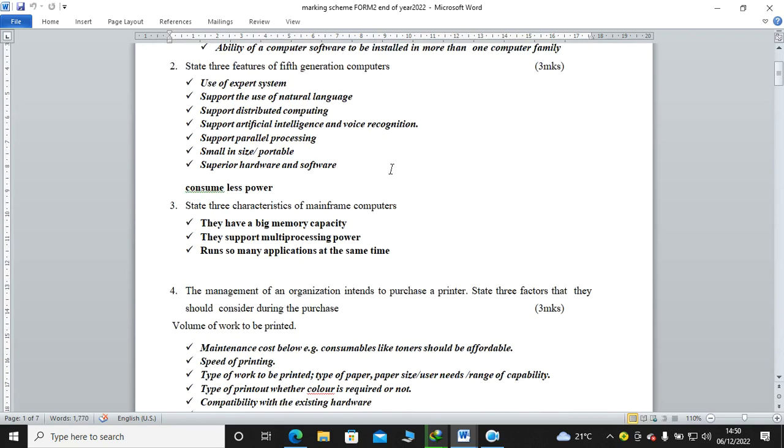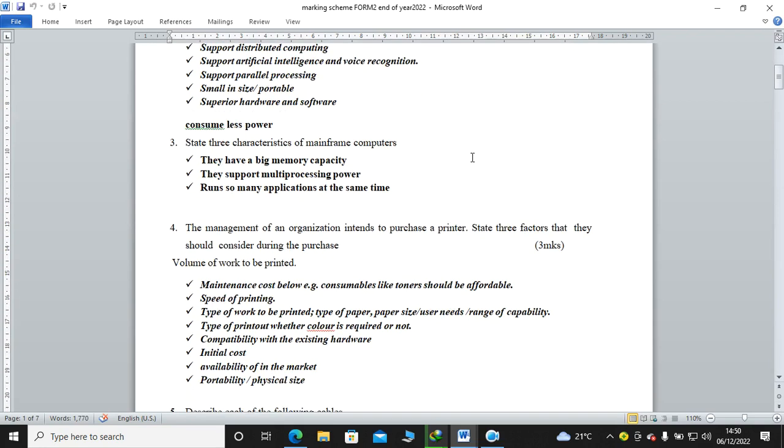Then question number 3, state 3 characteristics of mainframes. Also, this is under classification of computers, that is in Introduction to Computers in Form 1. So mainframes have a big memory capacity. They support multiprocessing power, run so many applications at the same time. So mainframes are some of the big computers, or those computers that were invented earlier.